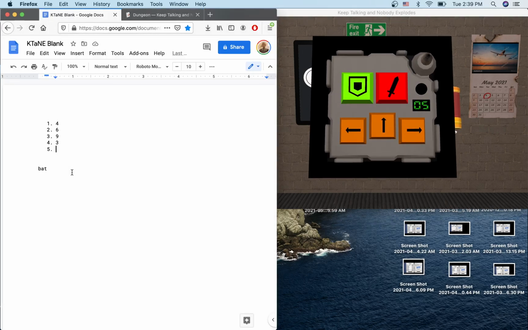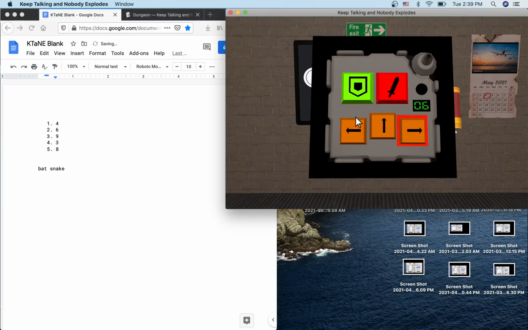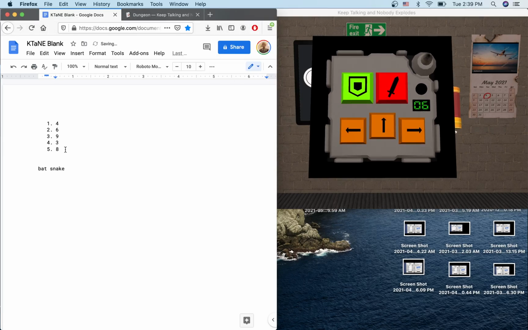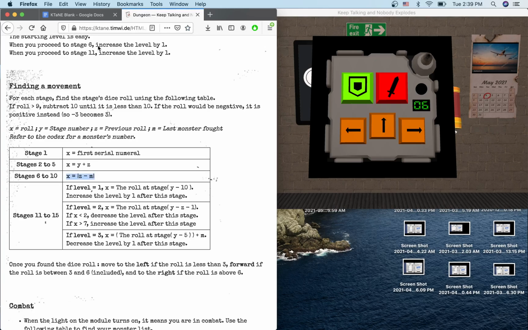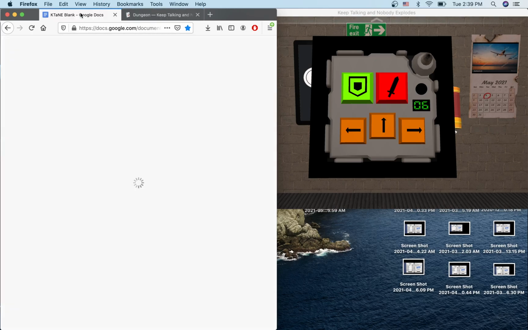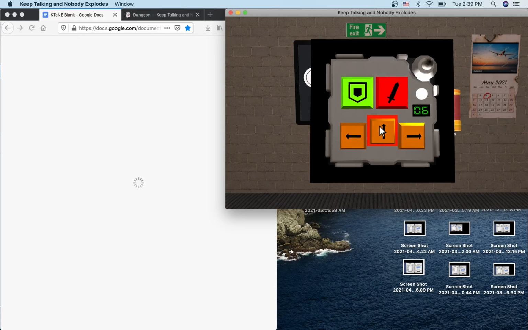Now level 5, let's actually write down snake. Plus 3 is an 8. We're going to go to the right. Now our level moves up to 2. You can kind of just track that in your head. And our rule changes. Instead of it being 8 plus 6 being a 4, this is now 8 minus the previous monster, which is a 2, so it's going to be a 6. We're now onto these rules right here, basically. So 6 is going to be forward.